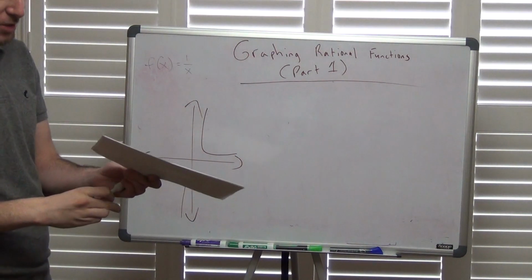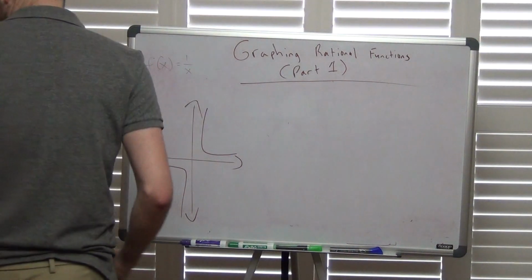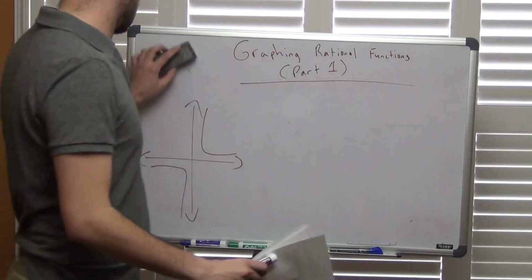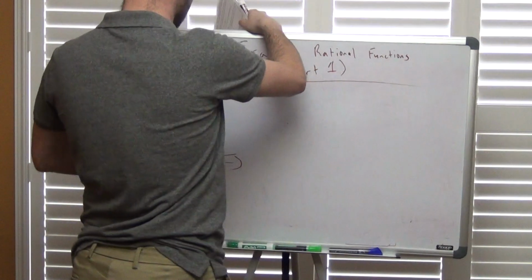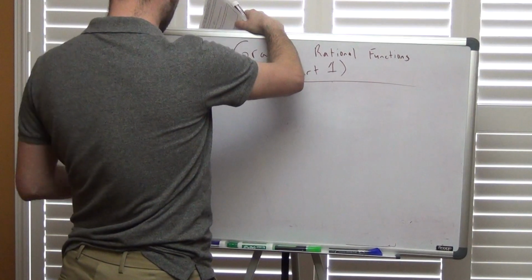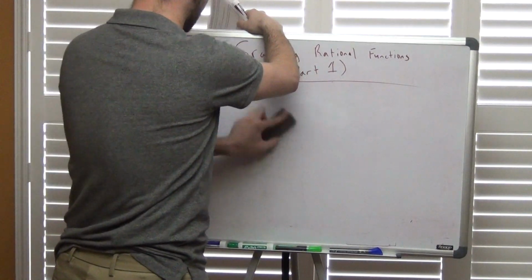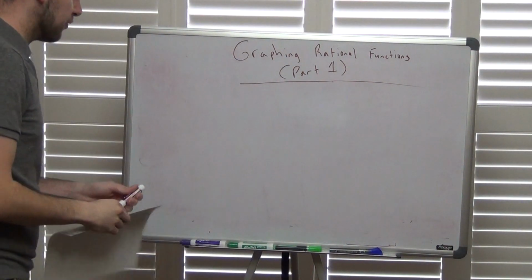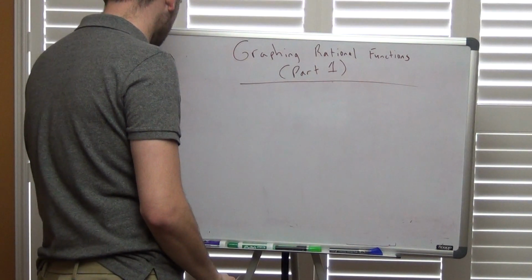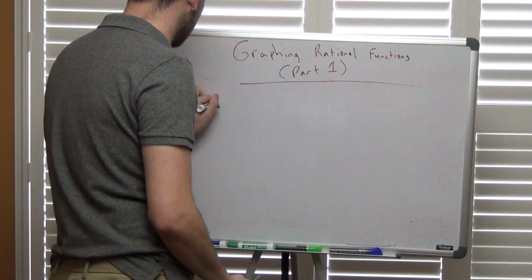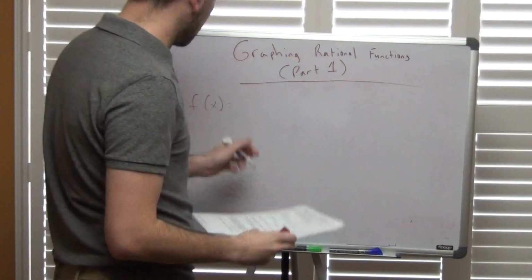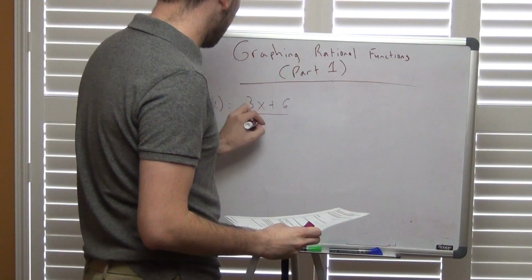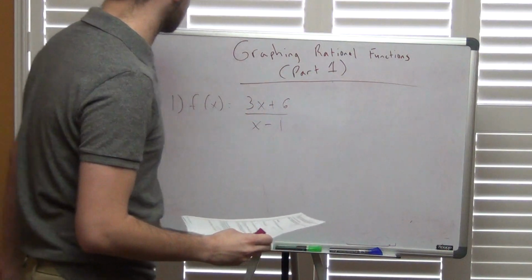So let's start, guys, with the first function there, and find these couple things that we need to find in order to graph. The first function you guys have there, so again, we're still working with rationals, is f of x equals 3x plus 6 over x minus 1.